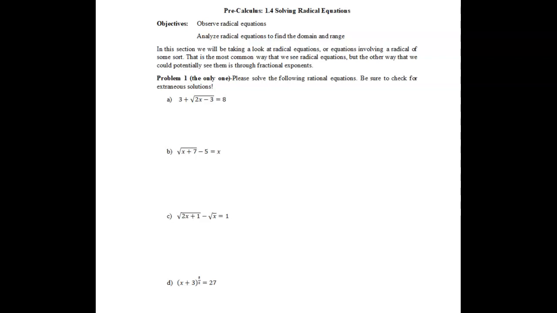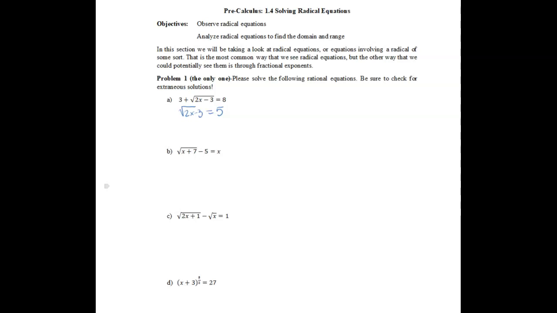So, problem 1, please solve the following radical equations, and be sure to check for extraneous solutions. Checking for extraneous solutions means literally plug your answer that you get back in, see if it actually works. Okay, so solving for x, well, the x is underneath the square root, so the first thing I need to do is get that square root quantity completely by itself. So I need to subtract 3, so I should get that square root of 2x minus 3 is now equal to 5. Alright, I've got that square root by itself.